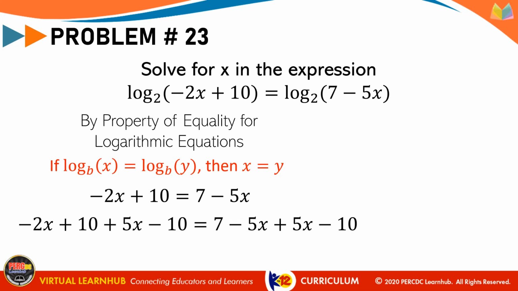So, transposing 5x to the other side, what we'll do here is add 5x and subtract 10 to both sides. We have 5x minus 2x that is equal to 3x. And 5x minus 5x is equal to 0 and 7 minus 10 is equal to negative 3. That will give us 3x equals negative 3. Dividing both sides by 3, that will give us x equals negative 1.